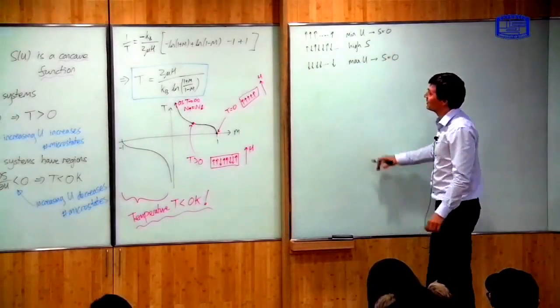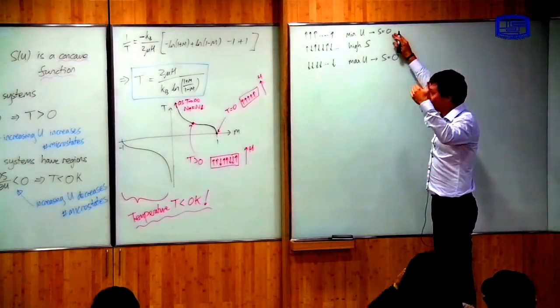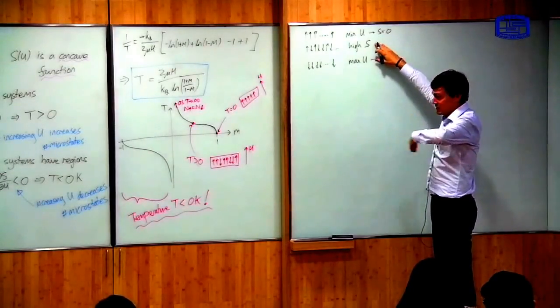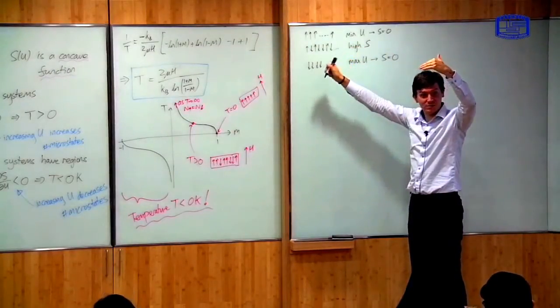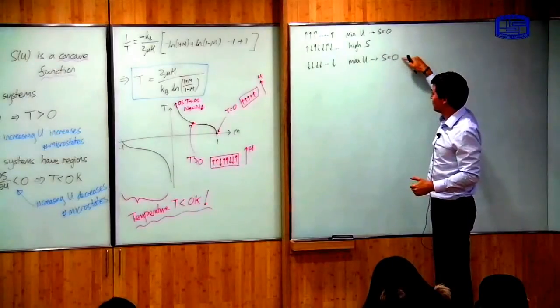So for this paramagnet, the system starts off at lower entropy. As I increase energy, it goes to a high entropy. But if I keep increasing energy, I start to force all of the arrows to go down, and therefore the entropy decreases. So this is the negative temperature region here.